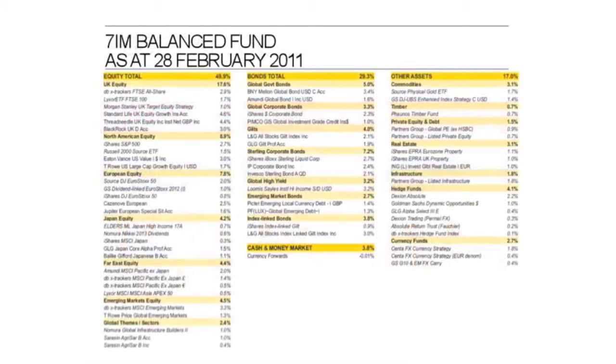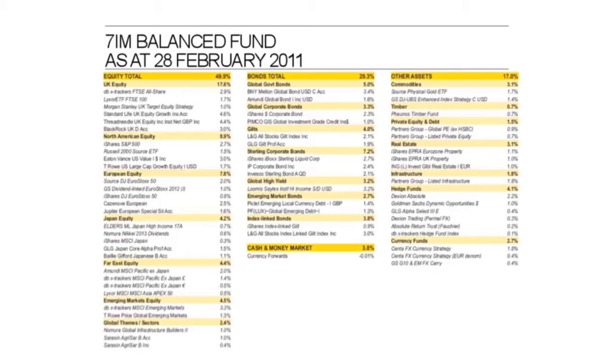You can see the level of diversification here in this slide. This is a much more broadly diversified portfolio than is normal for the retail world. And it is this degree of diversification that provides the lower level of volatility or the risk reduction.